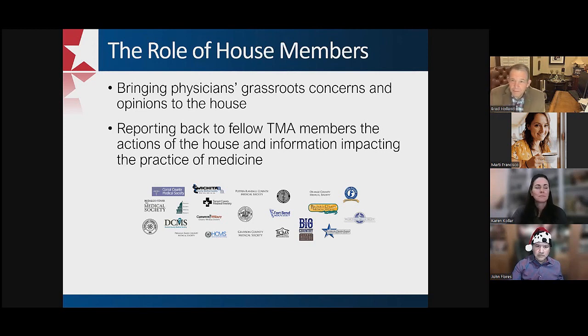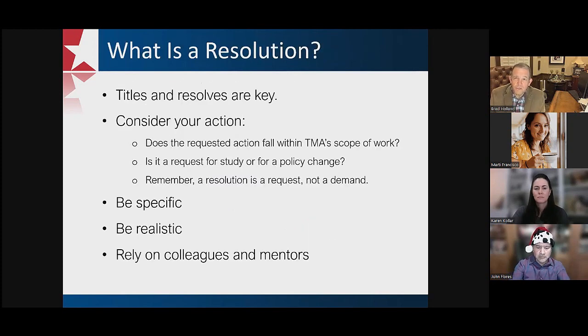Well, so that's a little bit about the House, but the bulk of tonight is about policymaking and resolutions, and that's what we call Resolution 101. So what is a resolution? Well, as we talked about, a resolution is an idea, and it originates in one of these ways, but let's say for now it originates with you. And so you have an idea.